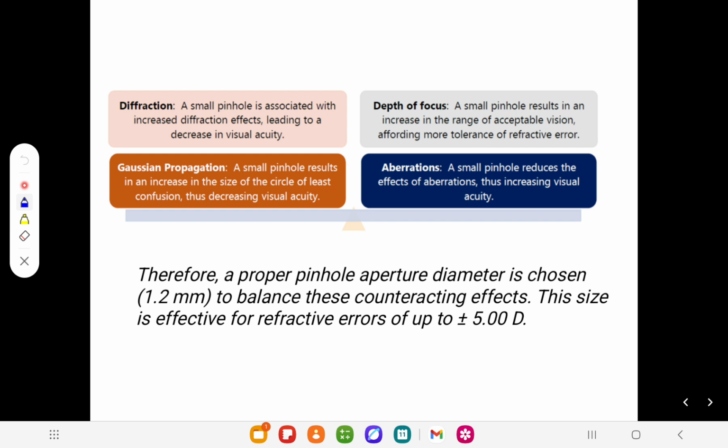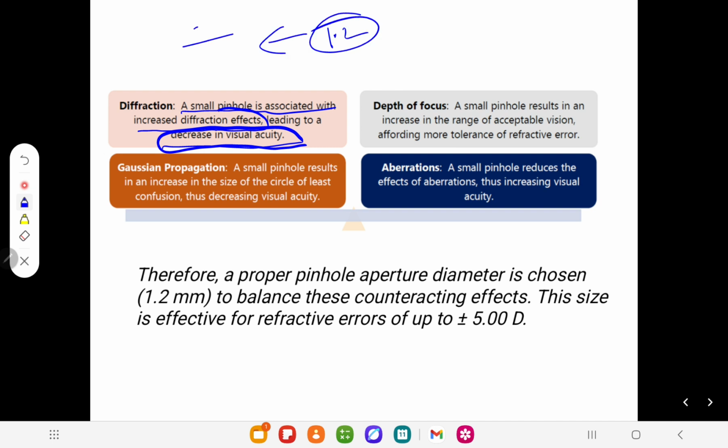Okay, first, the smaller the pinhole aperture, the more diffraction effects lead to decreased visual acuity. That is one of the disadvantages. That's why we stop at 1.2, isn't it? Even though we could go below and below, after 1 mm there is a high chance of reduction of vision.